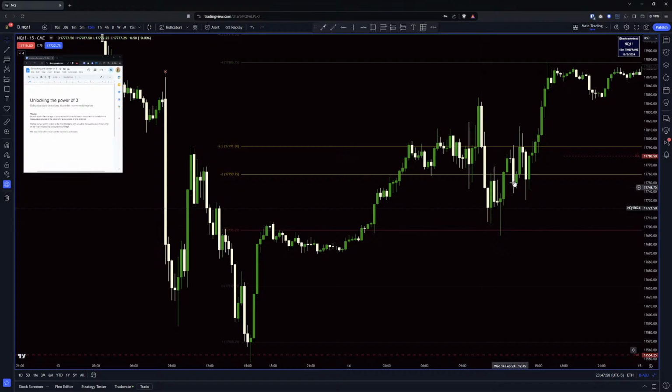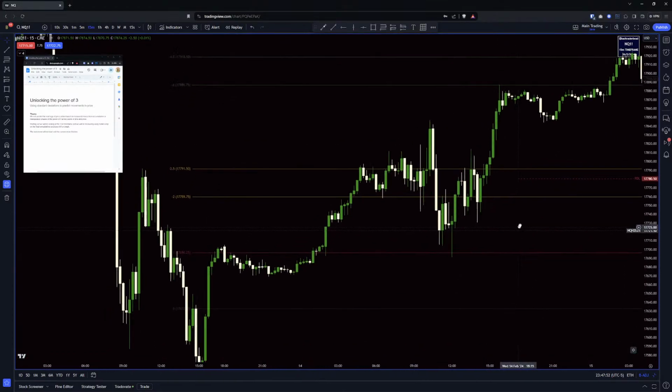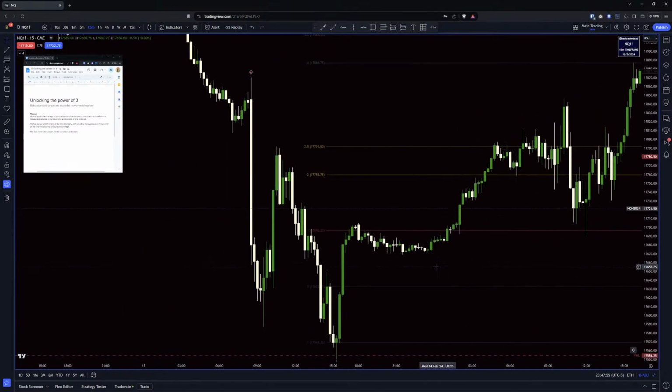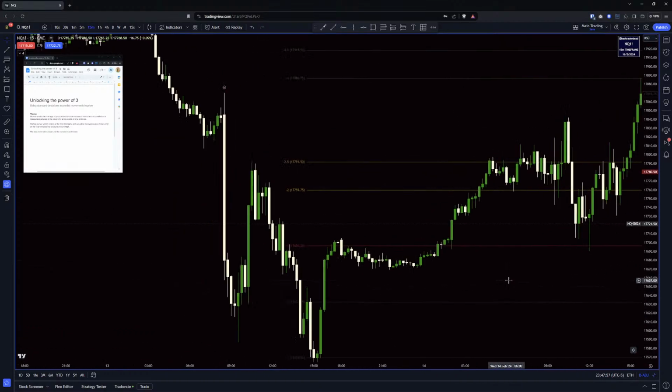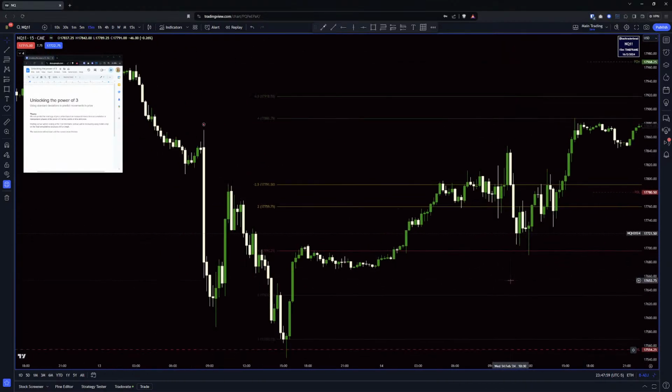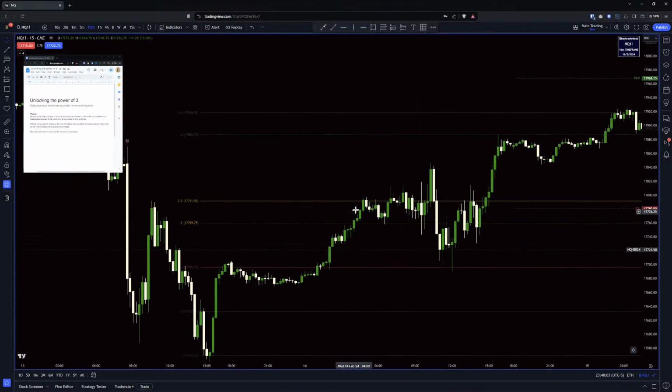How do I measure the move back up? You can go back on the lower time frames, but you could literally just take this and say, okay, I'm going to trade this to the -2. Then I'm going to wait for something to happen, right?